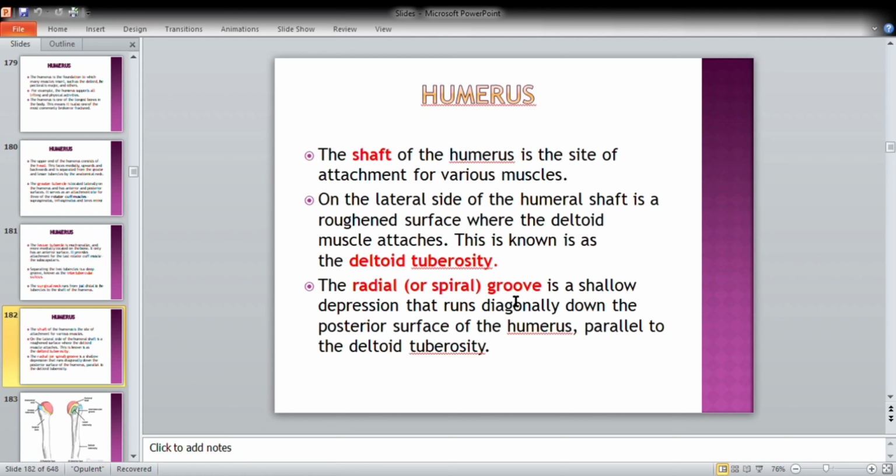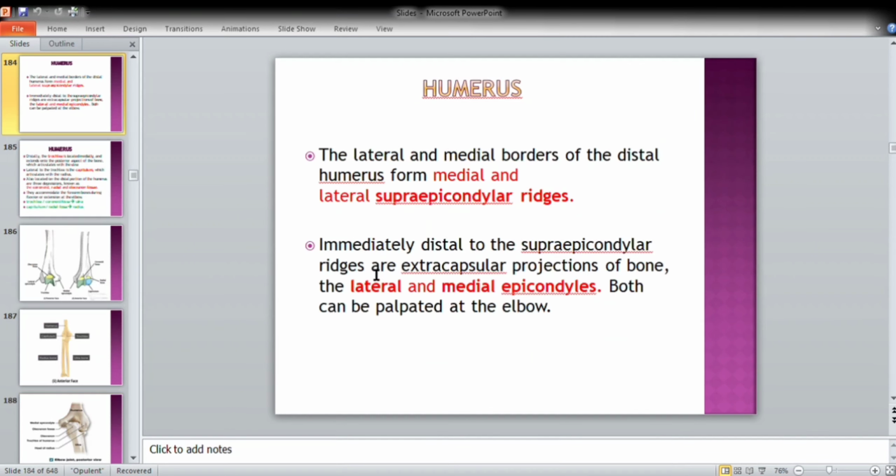The radial or spiral groove is a shallow depression which runs diagonally down the posterior surface of the humerus, parallel to the deltoid tuberosity. Immediately distal to the supraepicondylar ridges are the extracapsular projections of the bone. The lateral and the medial epicondyles both can be palpated at the elbow.